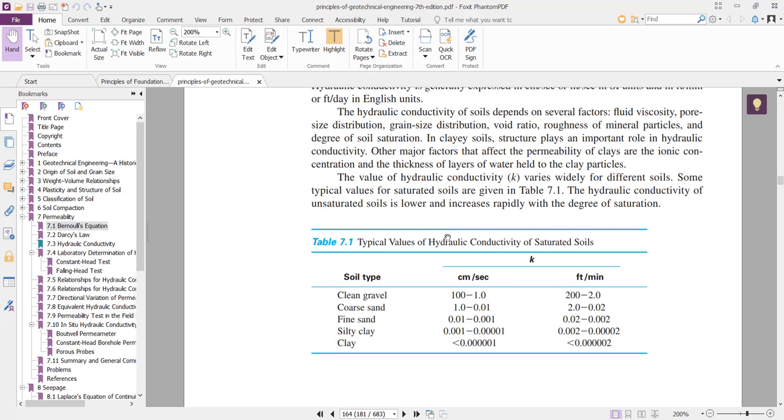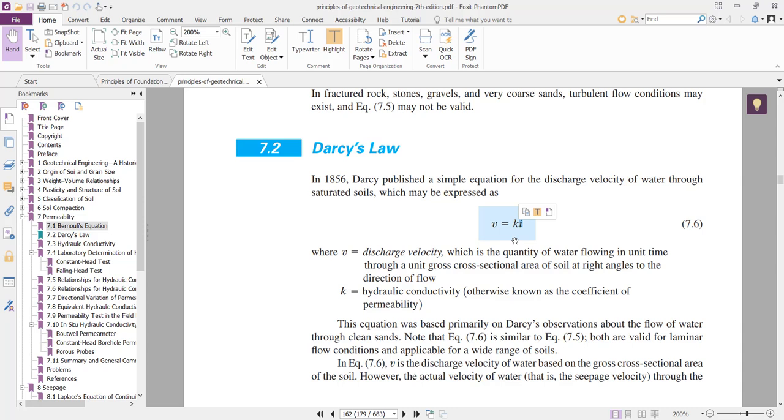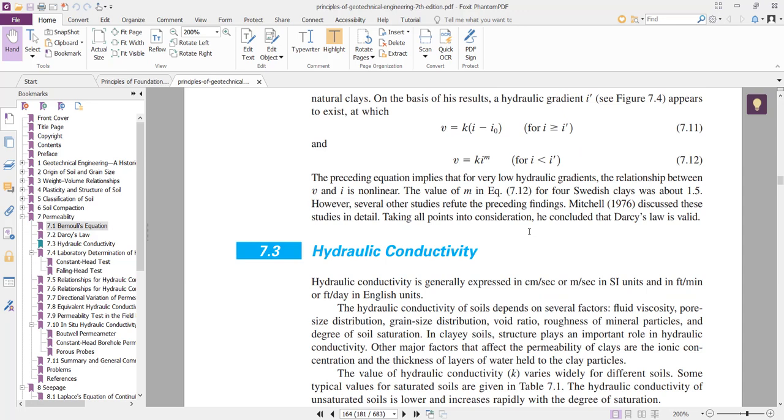There are typical values for the hydraulic conductivity K. If this is clean gravel, we can see that the hydraulic conductivity unit is centimeter per second. It's a speed unit, because here we find that i, the hydraulic gradient, is unitless, and V is a velocity, with units of velocity. So the hydraulic conductivity always has a speed unit.